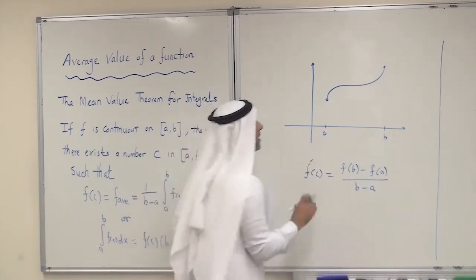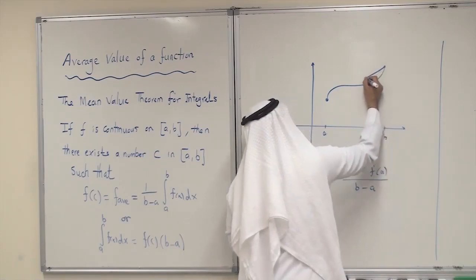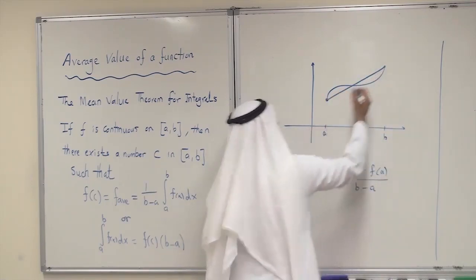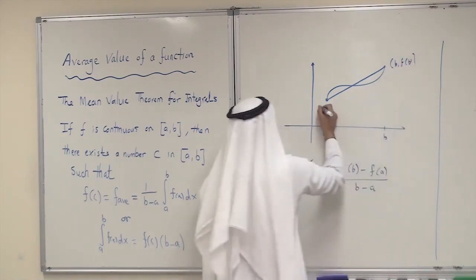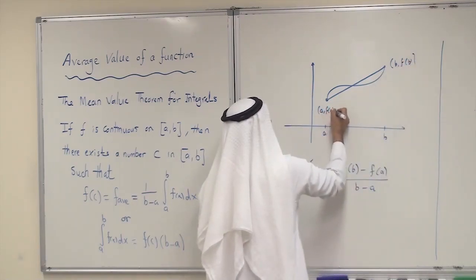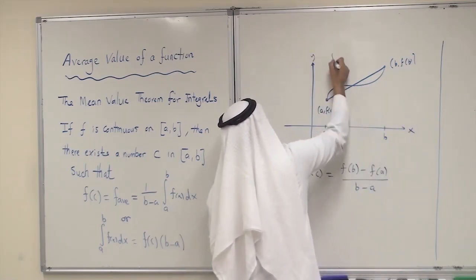What does it mean geometrically? In that case, we said we have a secant line joining these 2 points like this. So this is what we have. We call this one the point b and f of b. And we call this one a and f of a. Of course, I'm talking about the xy coordinates, and this function, I called it f of x. Fine.